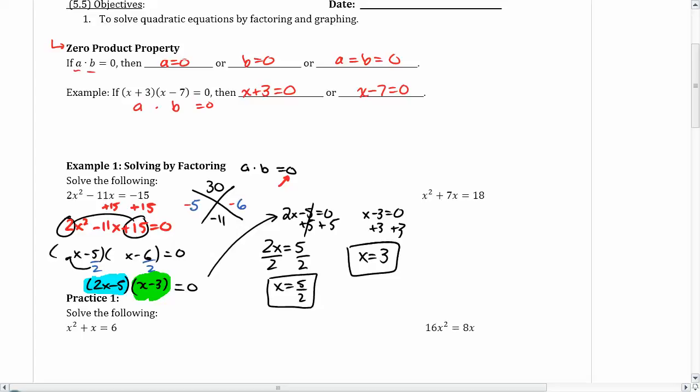Now I want you to look at something. There are some shortcuts which you may start to notice. One thing is that this answer, 5 halves, is the same number that we had right here, x minus 5 halves, before we slid it for divide and slide.